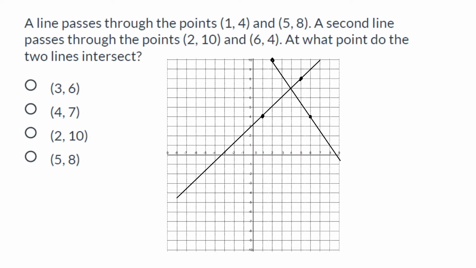And we can see that our two lines intersect at this location, which is positive 4 on the x-axis and positive 7 on the y-axis. So the answer is (4, 7). All right, let's go to the next problem.